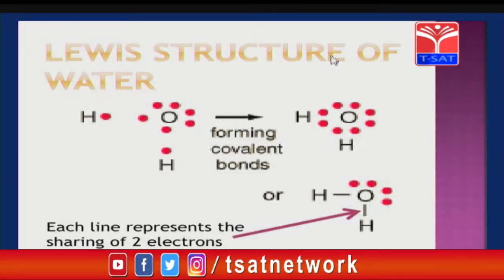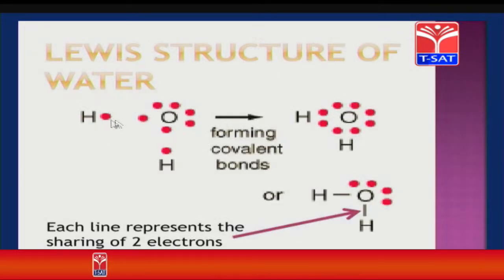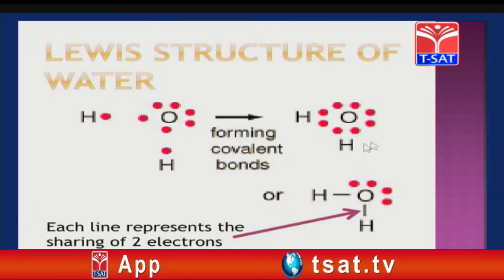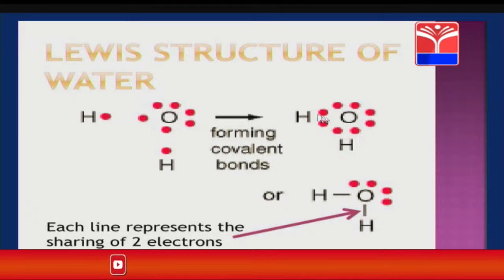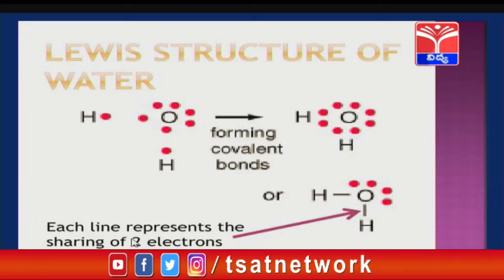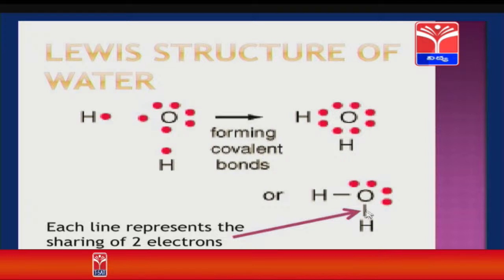So, children, let us see Lewis structure of water molecule. Hydrogen contributing 1 electron, 2 hydrogen atoms contributing 2 electrons. Now, oxygen atom, you can see it has 6 valence electrons, and now they are sharing a pair of electrons between hydrogen and oxygen, and between this oxygen and hydrogen, and thus each line represents the sharing of 2 electrons. Thus, a pair of electrons is shared between hydrogen and oxygen, thus forming a single covalent bond. So, this is the water molecule formed due to the sharing of electrons between hydrogen and oxygen.